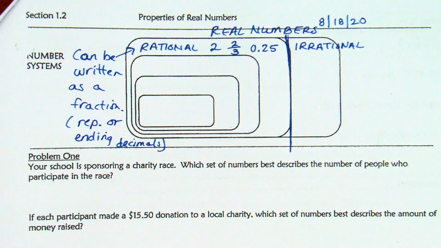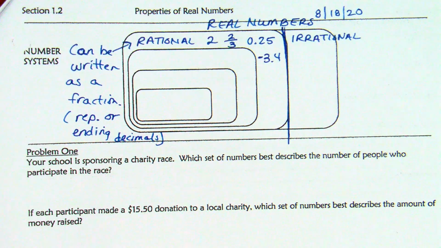Could it be negative? Why not? Can fractions not be negative? When they can. Yes, negatives can be in both places, rational and irrational. So we could have a negative. For instance, I could say negative 3.4. Because what is that? That's negative 3 and 4 what? Tenths. Negative 3 and 4 tenths, and we can make that into an improper fraction, right?